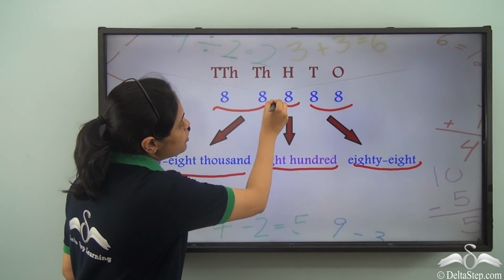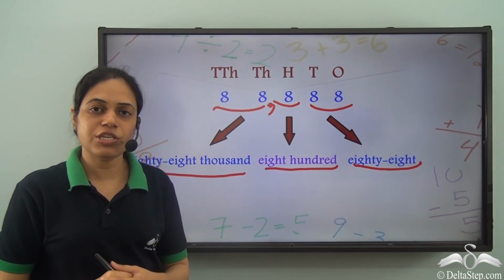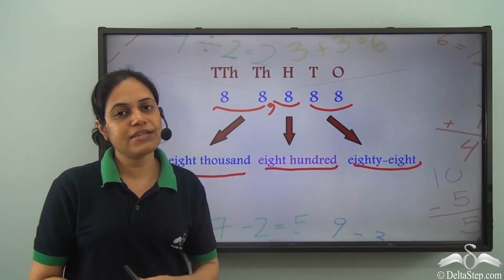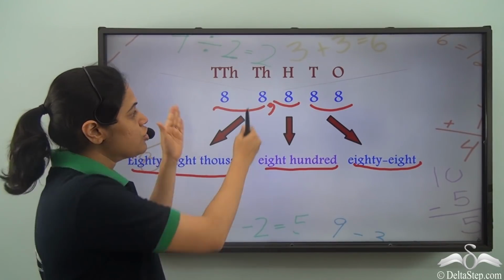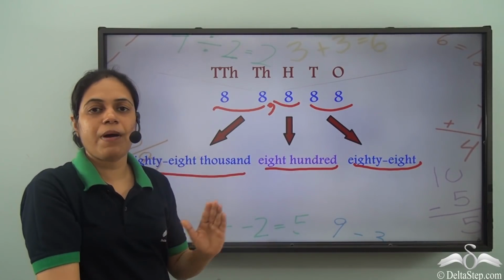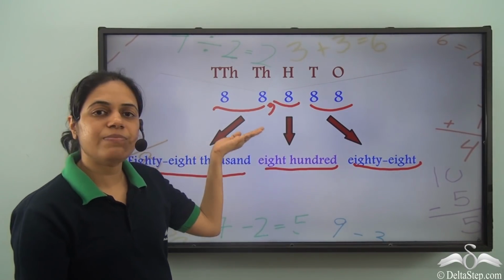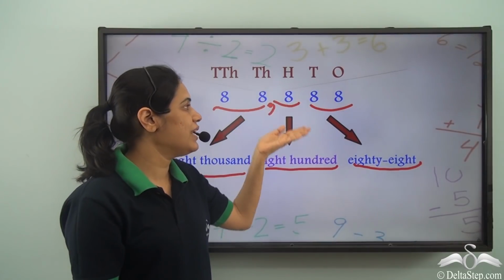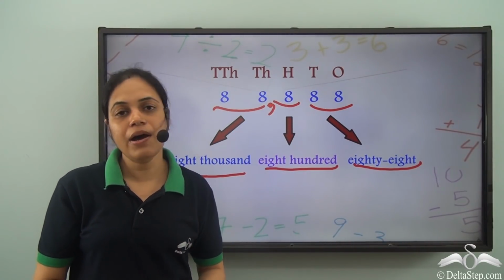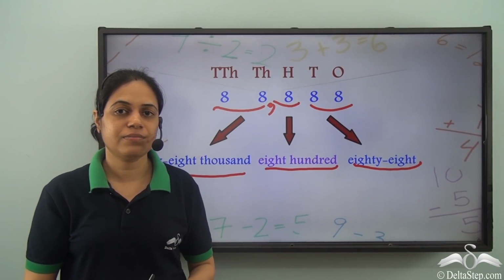Also, we can put a comma after the first 2 digits, that is after the thousands place, so it becomes easier to read these numbers. So just by looking at the comma, I have separated the thousands part, and it is clearly visible that it is 88,888. Even though if you don't put a comma, it is absolutely correct.